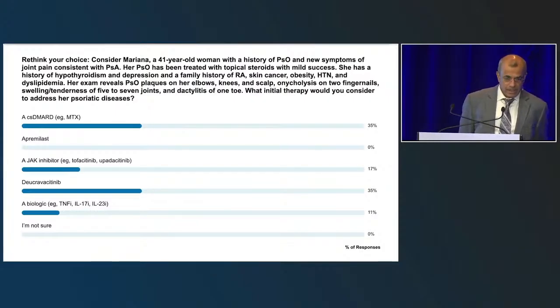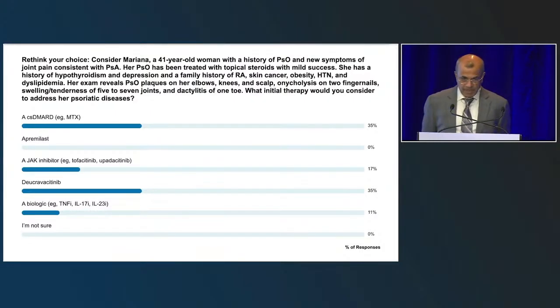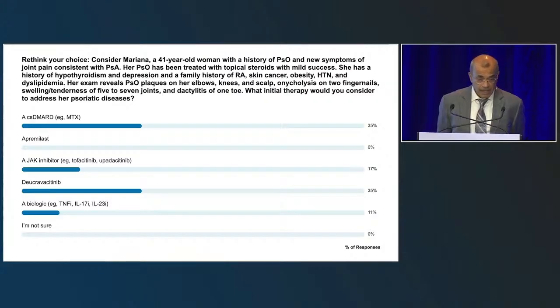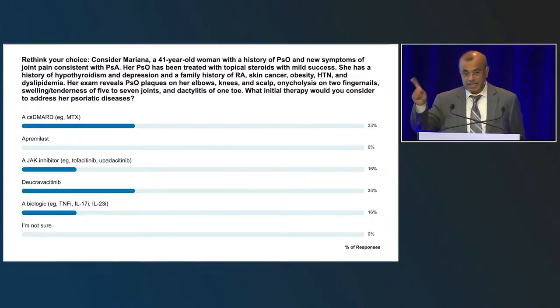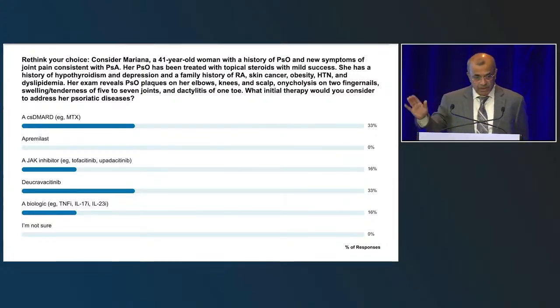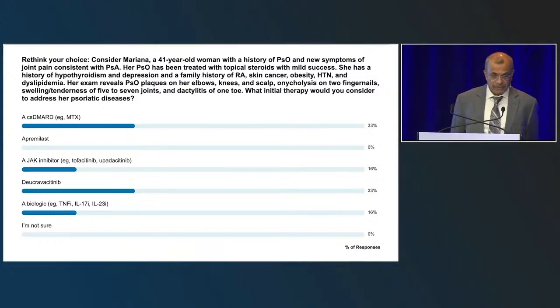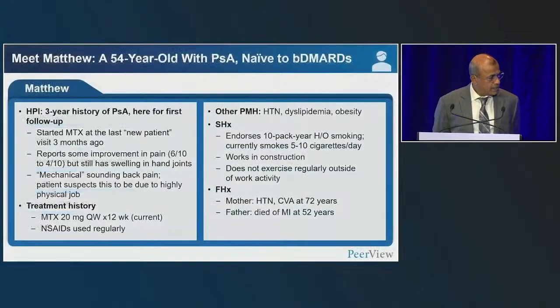All right. So 35% of people would choose methotrexate. 35% would choose Deucra. 17 to 18% would choose a JAK inhibitor, which in the US is not available to us. We cannot use a JAK inhibitor as the starting therapy unless somebody has failed a TNF inhibitor. But there are other countries where JAK could be available, or a biologic, some people think. What would you do, Lihi?